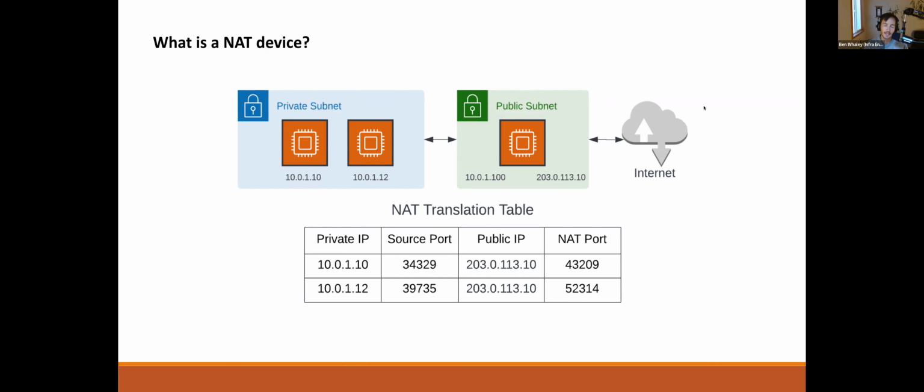And this NAT instance maintains a table. The table translates, it receives connections from the private, and it opens new connections to the public, and it shuttles the data back and forth. So that's the purpose of a NAT device, is to connect private instances out to the internet.